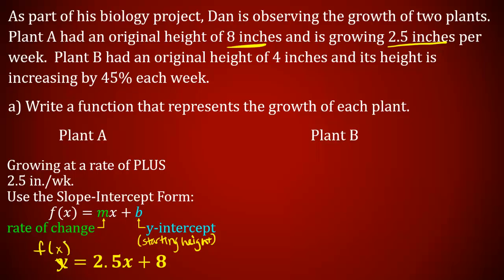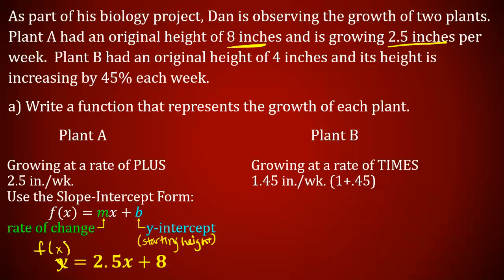Okay, now for the second plant, we're growing at a rate of times 1.45 inches per week. And we know that because anytime you see a percent increase, we're talking about exponential. So you always take 1, and then if it's exponential growth, you add whatever your rate is, in this case 0.45. If it was exponential decay, you would subtract 0.45. So we know that's our rate of change, so we write it as an exponential function.